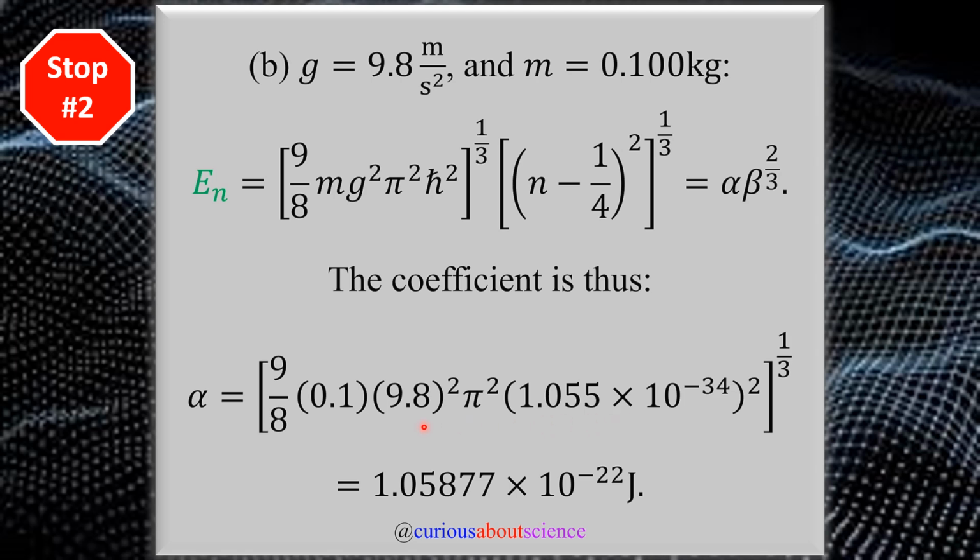And then after that, we see things cancel out nicely, and we get 1.05877 times 10 to the negative 22 joules. That is incredibly small. So just keep in mind that if that's so small there, that's going to highlight how big of an N we're going to have for part C. So let's compare this with the exact energies.